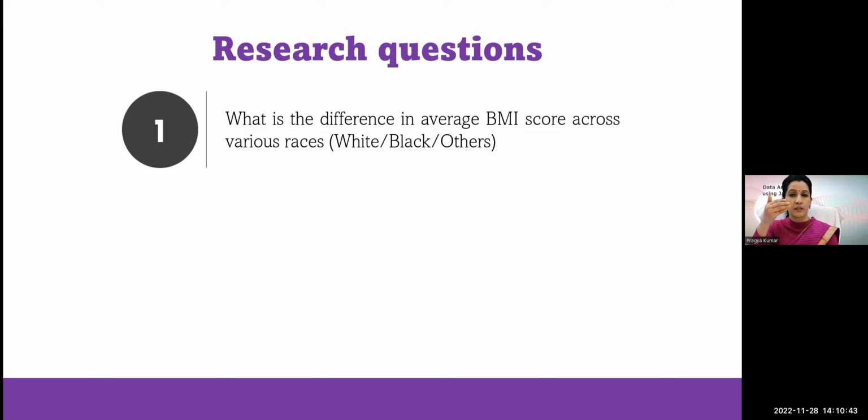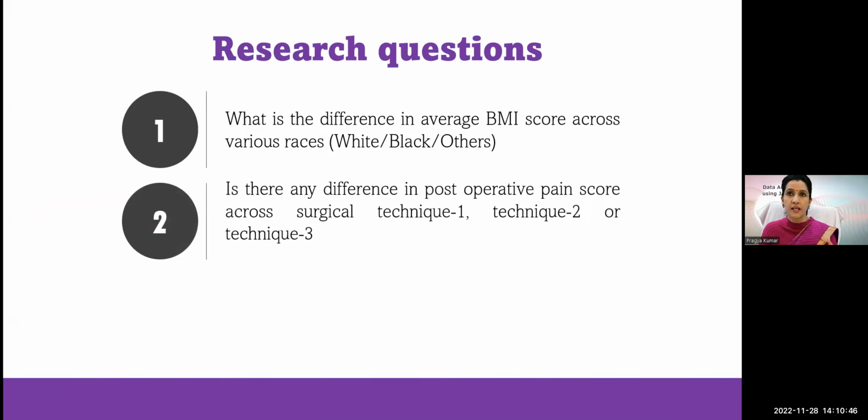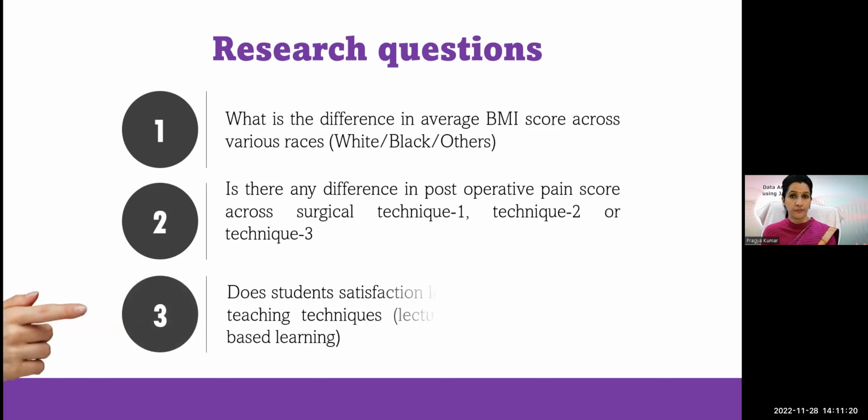So there are three categories in this case, and you are seeing the difference in the average BMI. Similarly, the second research question could be, is there any difference in the post-operative pain score across surgical technique 1, surgical technique 2, and surgical technique 3? So there are more than 2 categories, and you are going to see a continuous variable, which is a pain score. So then you can apply this ANOVA.